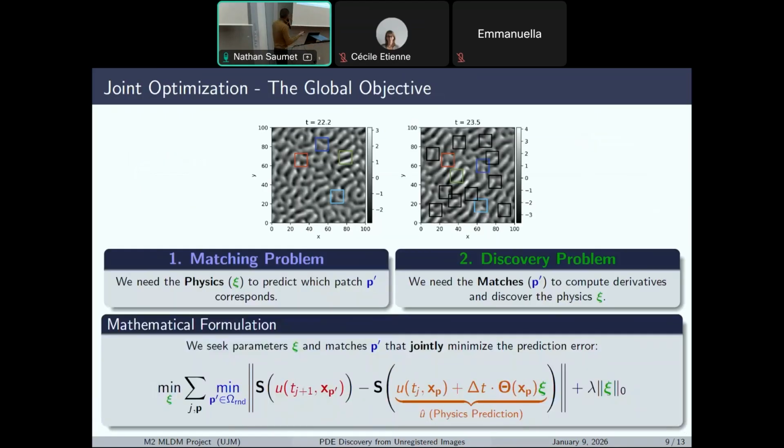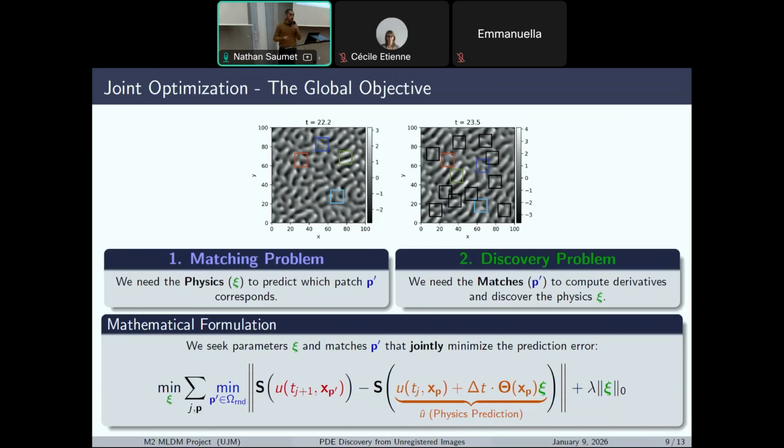So our group method, joint optimization, is trying to solve a joint minimization problem. First, we extract some patches in the frames. Here is a frame at time t, and here is the frame at time t+1. So it's the evolution of the pattern. We extract some patches, and the idea is to try to find which patch at time t+1 corresponds to the evolution of a patch at time t.